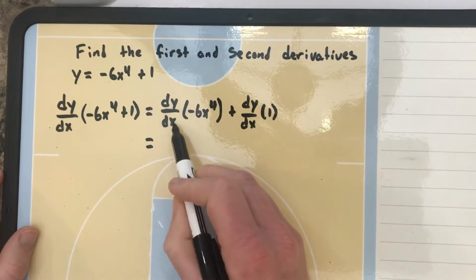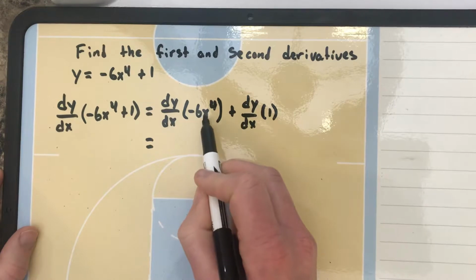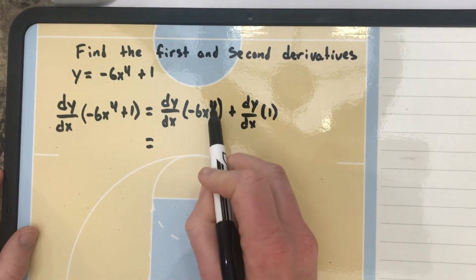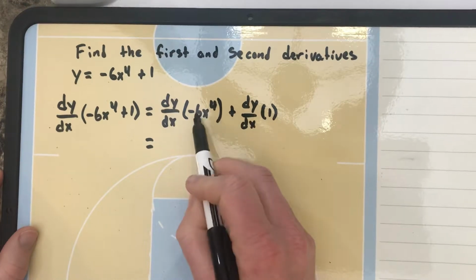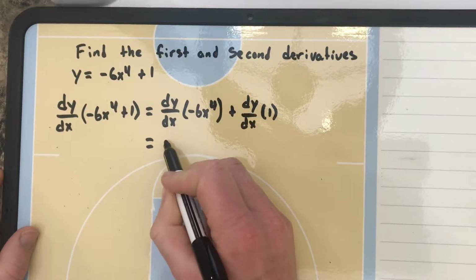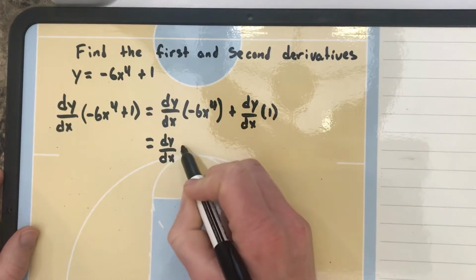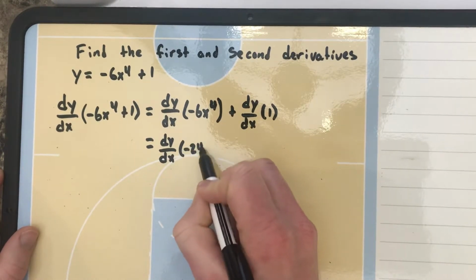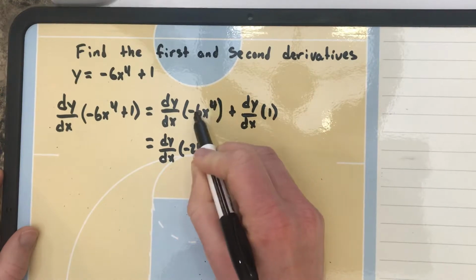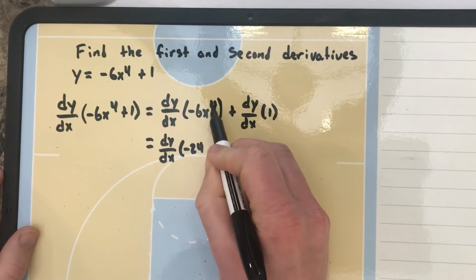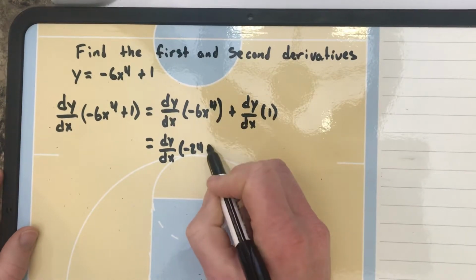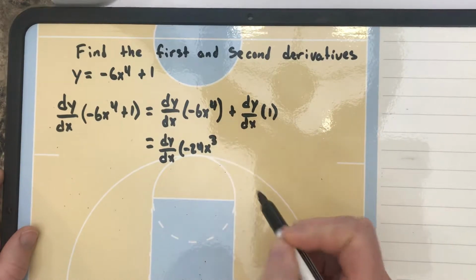We know the derivative of y with respect to x for negative 6x to the fourth: we take the exponent and bring it down in front, so we end up with negative 6 times 4, which is negative 24. So we have dy over dx negative 24, and when we take the 4 and bring it out front, our exponent goes down 1, so we end up with x to the third.